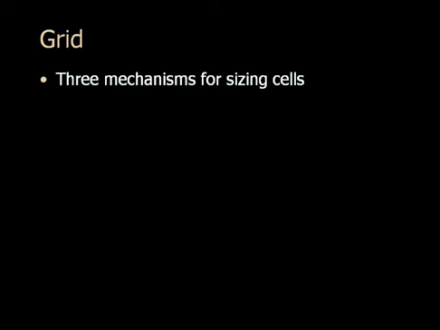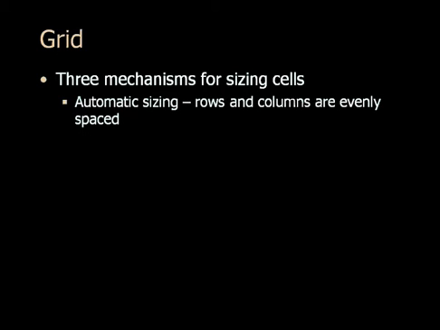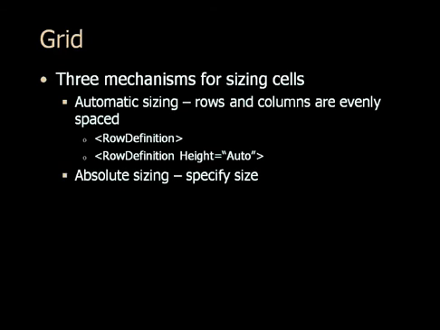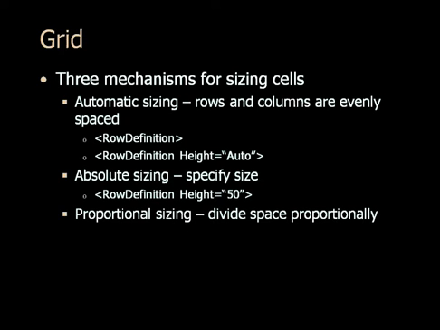There are three mechanisms you can use for sizing cells in a grid. You can use automatic sizing, and in that case rows and columns will be evenly spaced. And there are two ways you can specify this in your XAML. You can set the height property of the row definition to auto, or you can leave it off, because automatic sizing is the default. You can use absolute sizing, where you specify a particular size. So in this example, we've specified that we want this particular row to be 50 pixels high. And you can use proportional sizing to divide space proportionally.